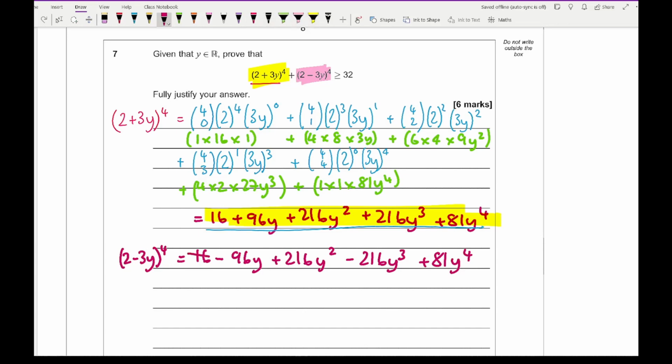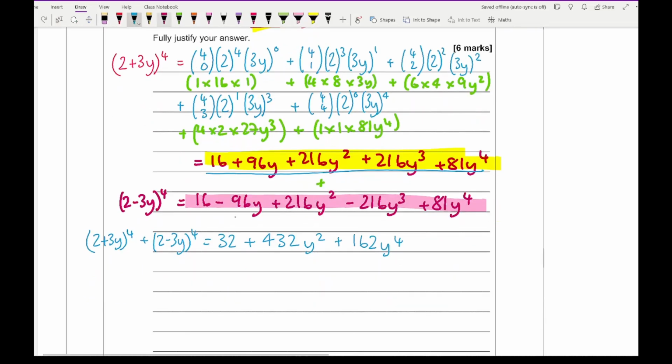Then what I need to do, oh, don't know why I've done that, it's this highlighter here that I wanted. So the next thing for me to do is to add those two things together. And so what I end up with is 2 plus 3y to the power of 4 plus 2 minus 3y to the power of 4 equals, and adding all of those together, I end up with 32 plus 432y squared plus 162y to the power of 4.